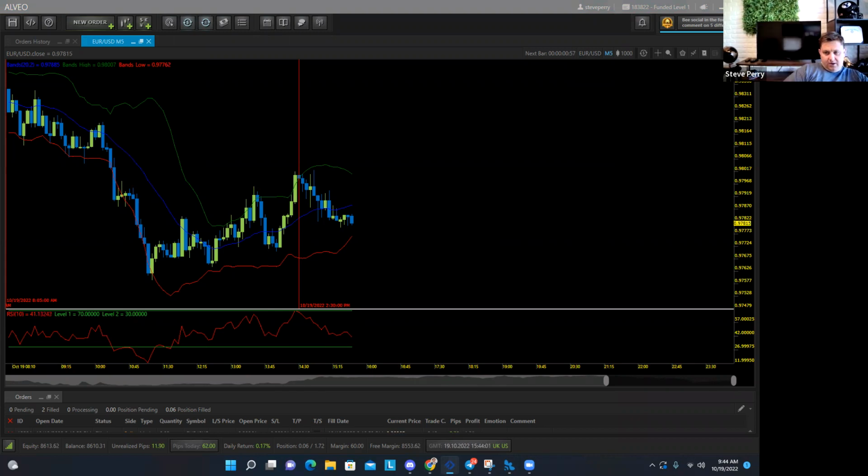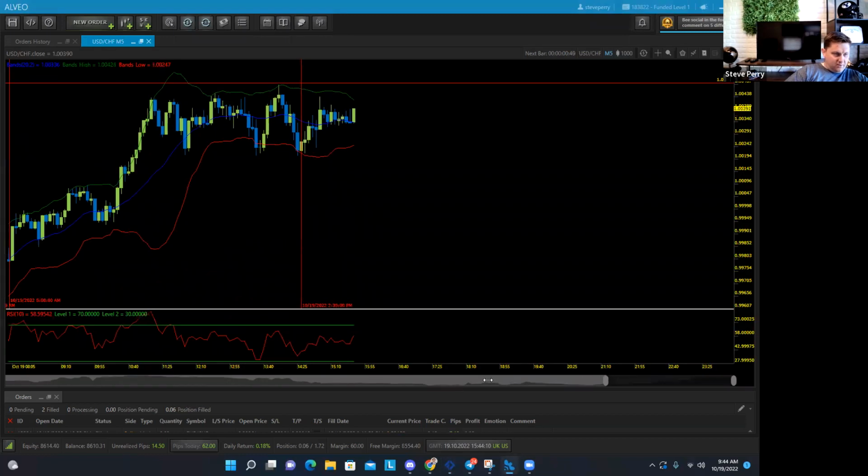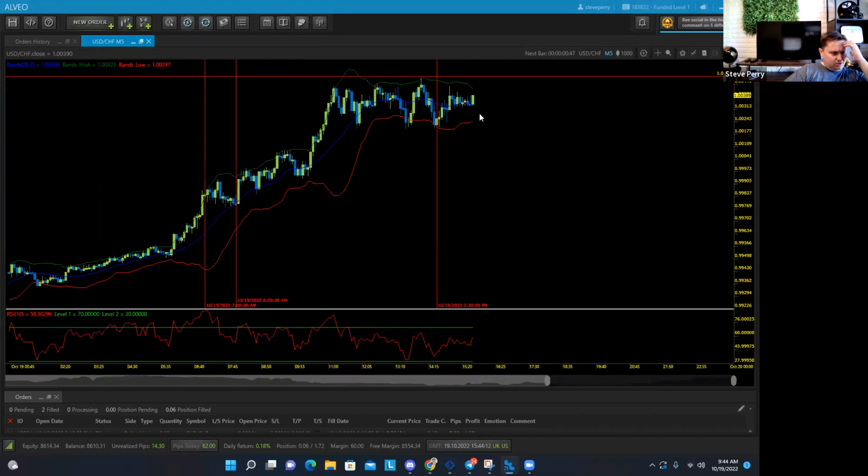Okay, and then the dollar franc is actually looking a little bit better. So that makes me happy. Just made a little bit of a pump to the upside. We need it to double or triple that for us to feel good about entering, though. So let's see how far that can go.